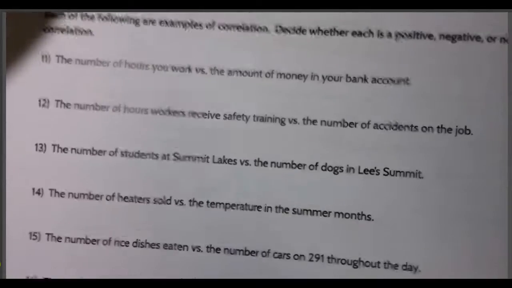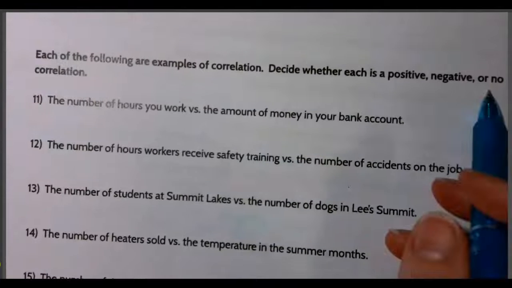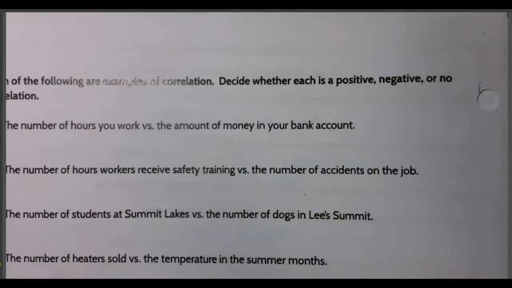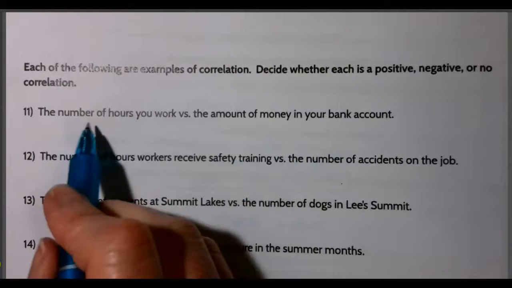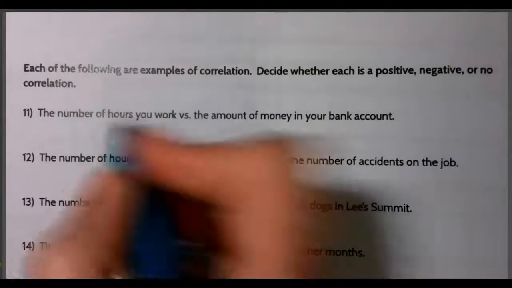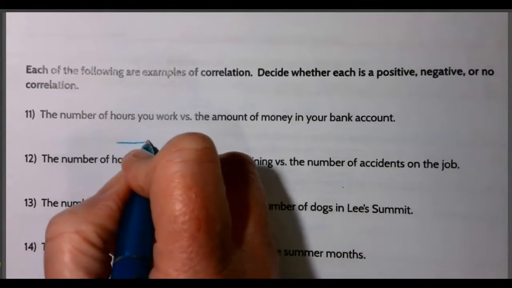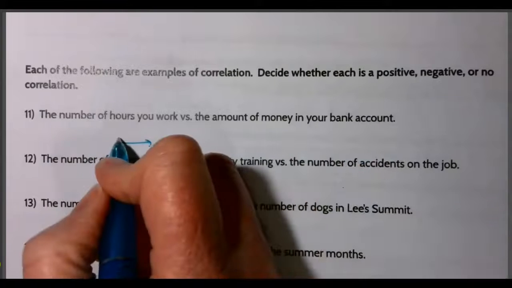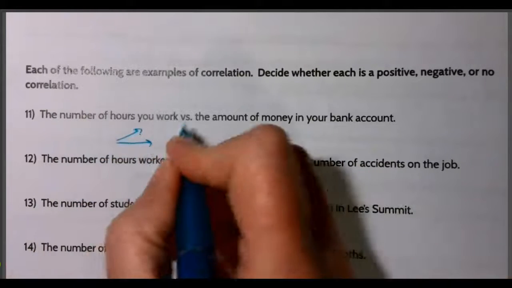Each of the following are examples of correlations. Decide whether it's positive or negative or no correlation. So what I like to do is just think about the number of hours you work versus the amount of money in your bank account. As the number of hours you work goes up, does the amount of money in your bank account go up? Yes, so this is positive.